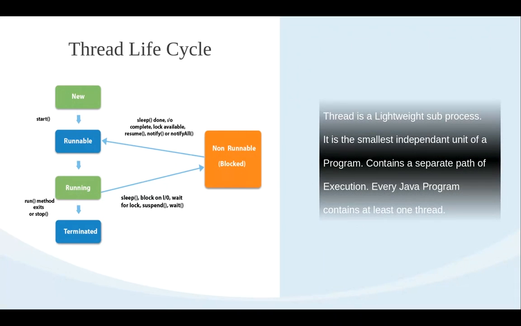Now, we'll come to what is a thread. A thread is a lightweight subprocess, and it is the smallest independent unit of a program. It contains a separate path of execution, and every Java program contains at least one thread. So, we'll come to thread creation. How can a thread be created?